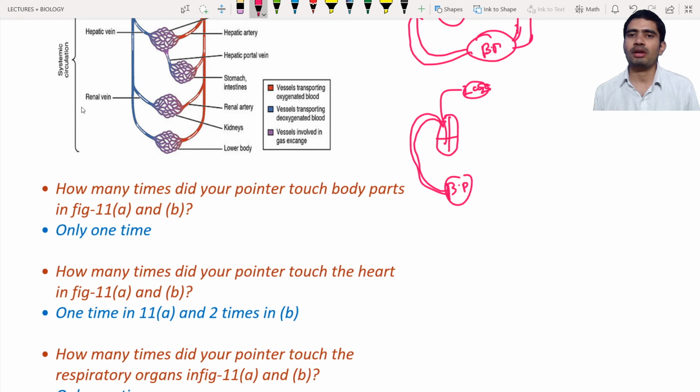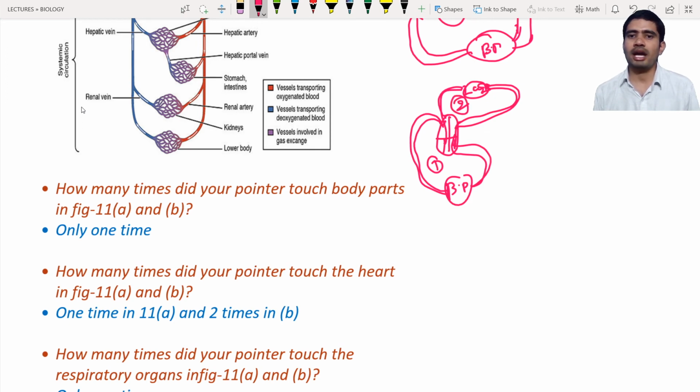From the lungs it is received again by which chamber? That is the left atrium. From the left atrium to the left ventricle, and from here to the body parts again. Can you see there are two circulations? The blood is moving to the heart two times. So this is one circulation and this is a second circulation.